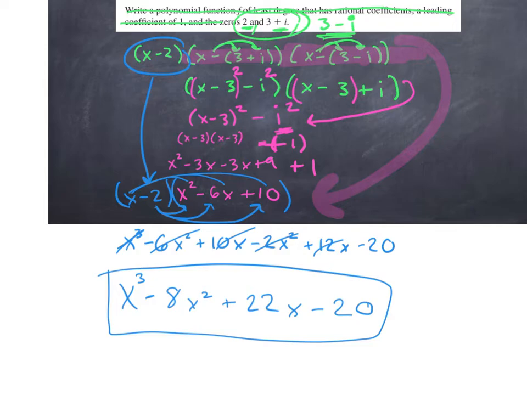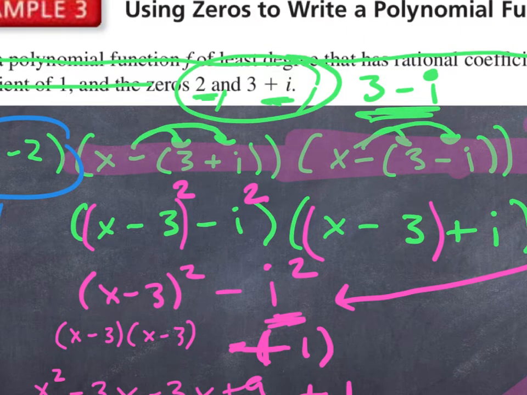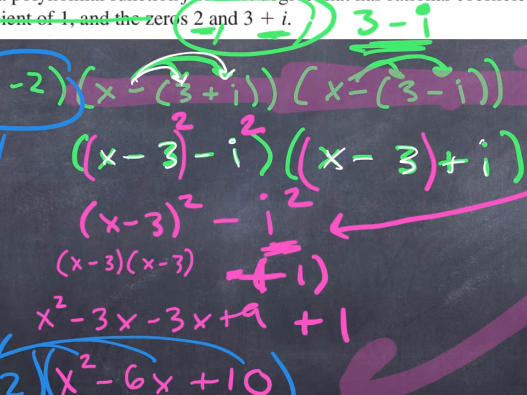Any questions? So here, I distributed the negative to the 3 and to the i. So this became x minus 3 minus i and x minus 3 plus i. So I grouped together the x minus 3's here just because those are the same thing. So that's our first term, and the i is our second term.